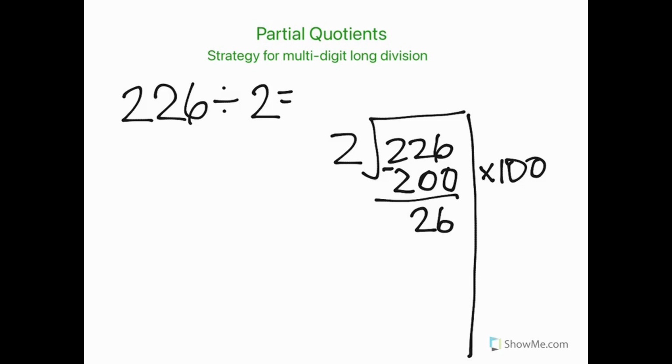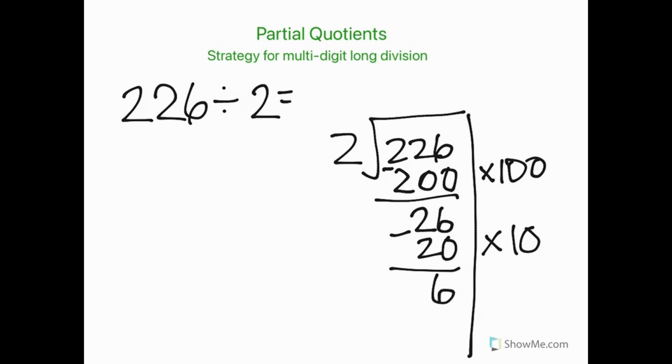Next, we need to look at how many times 2 could go into 26. We're still going to use those easy numbers, so we know that 2 can go into 26 10 times, which would give us 20. Now we subtract that again. 26 minus 20 equals 6.